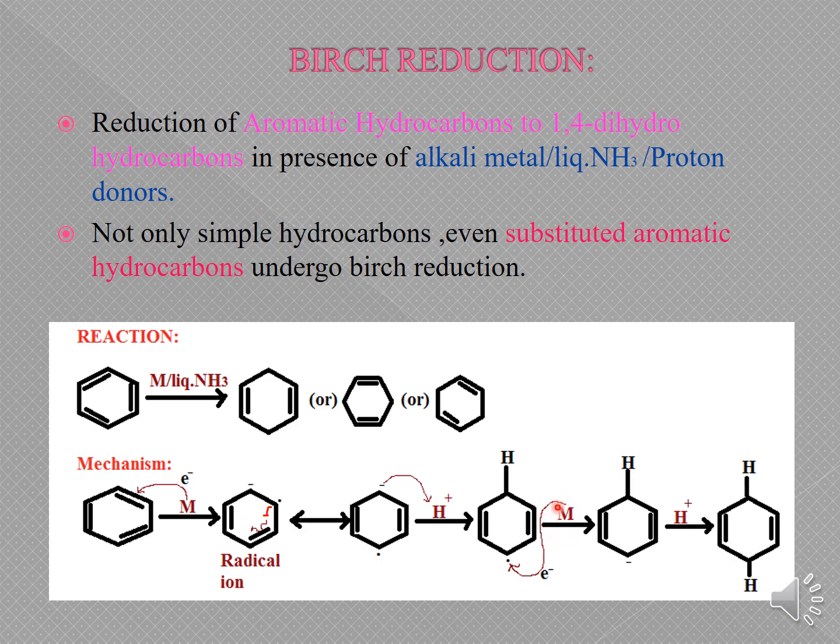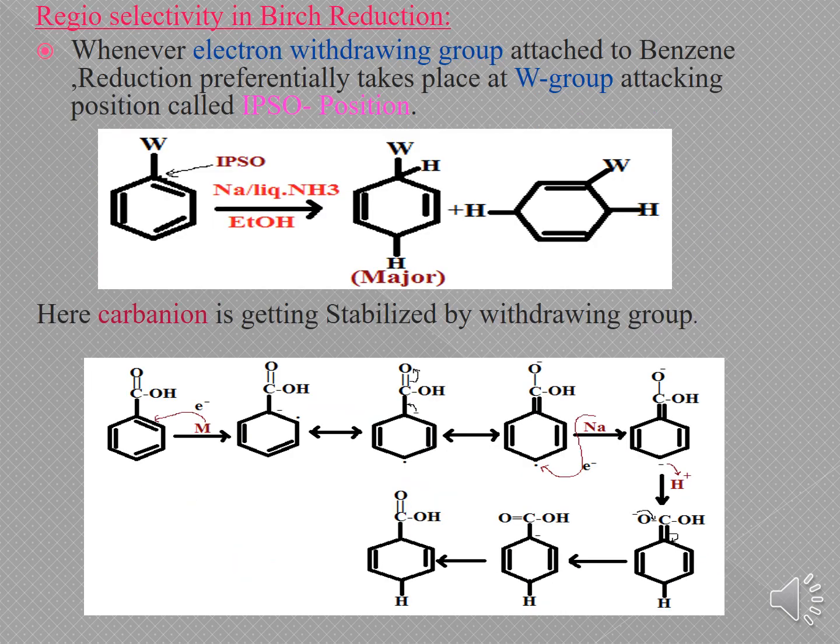And then again you are treating it with one more metal. If you treat it with one more metal, this will lose one electron, and this electron will combine with the radical and you will gain a negative charge, okay. After gaining a negative charge, after formation of the carbanion, it again abstracts the proton, resulting in the diene compound. If we move on to the regioselectivity in Birch reduction, there are two types, that is, when the substituent attached is an electron withdrawing group or an electron releasing group, okay.